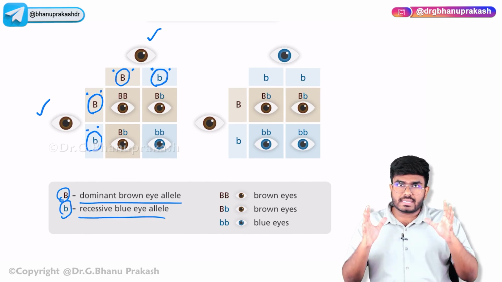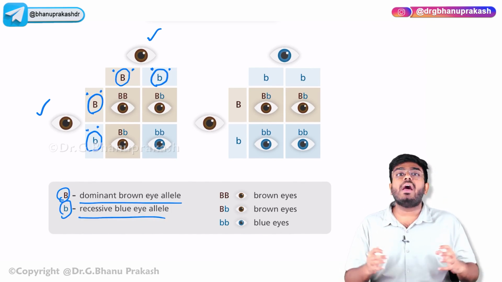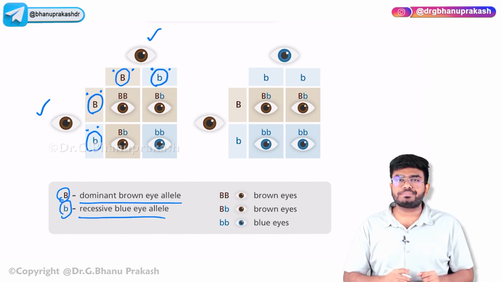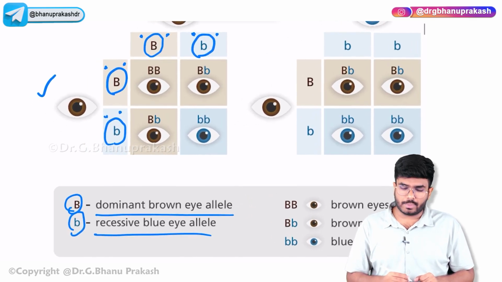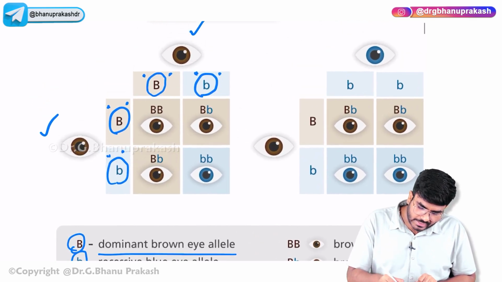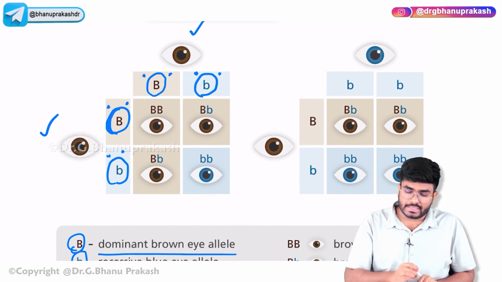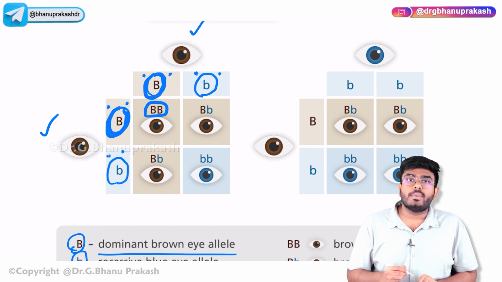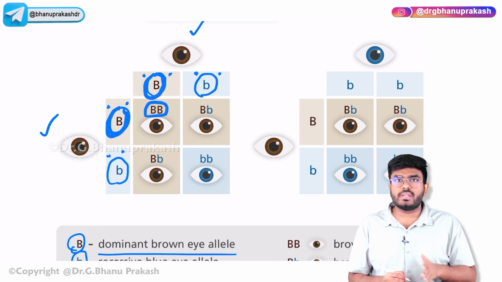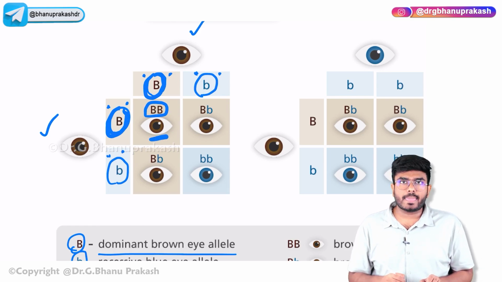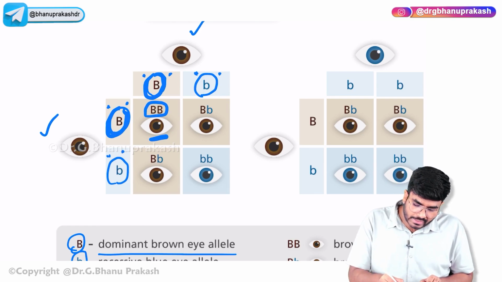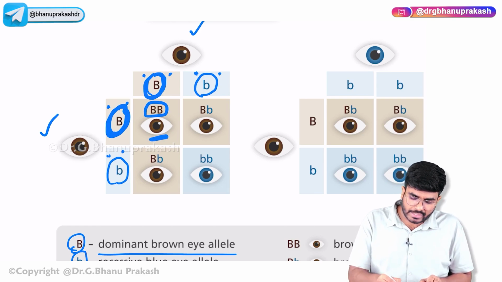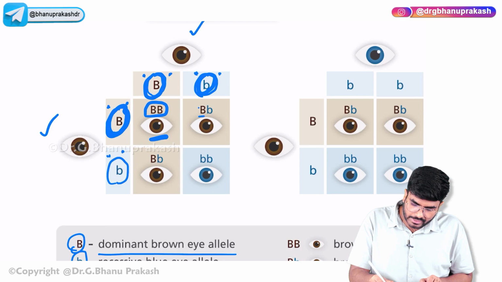Now, if this couple have kids, what kind of combinations can be possible? See, there is a possibility that one kid can get capital B from both, meaning both dominant alleles. If both are dominant alleles, definitely brown eyes. In another kid, the person can get one capital B, one small b.